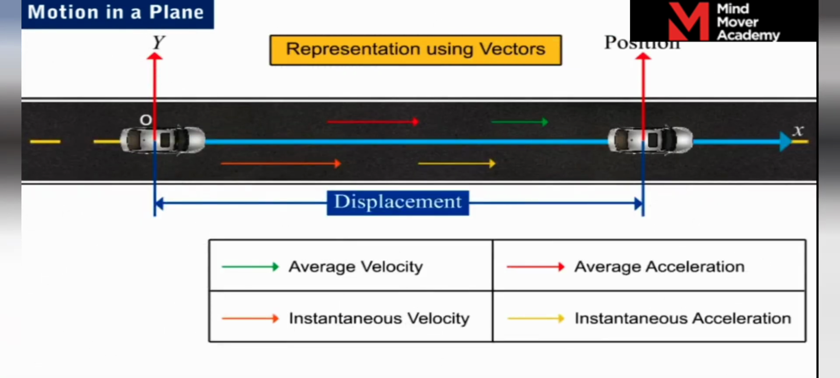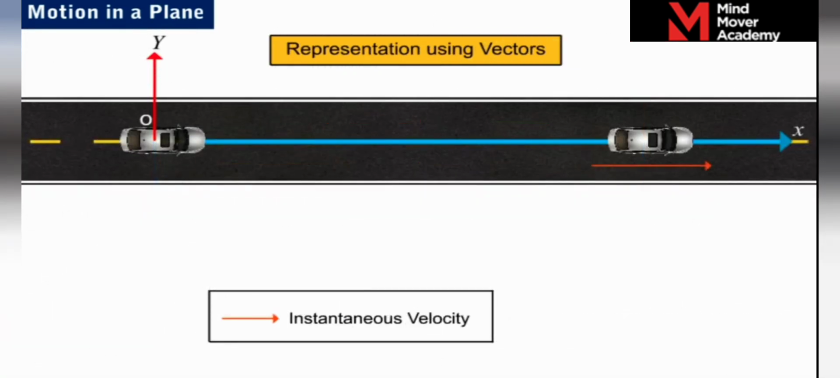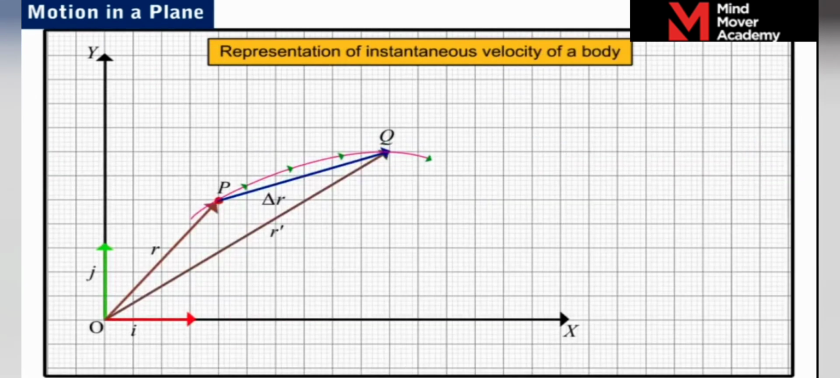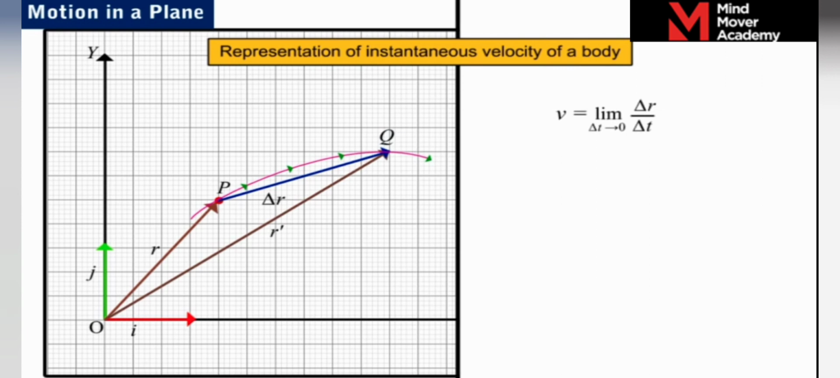Next, let's discuss the representation of instantaneous velocity, or velocity, of a body using vectors. Consider the same body moving along a curve in the xy plane. Instantaneous velocity or velocity is the limit as delta t tends to 0 of delta r by delta t, which is equal to dr by dt. Let us conceptualize this limiting process.